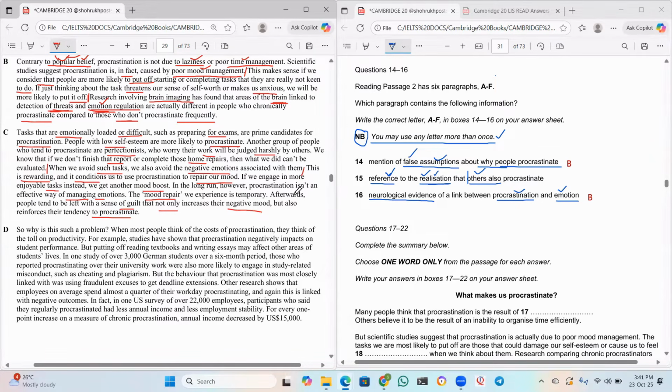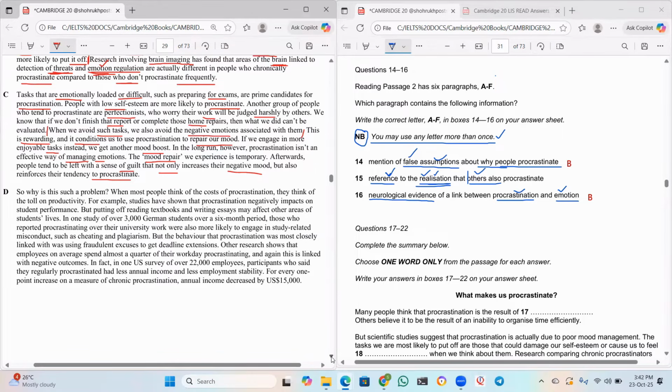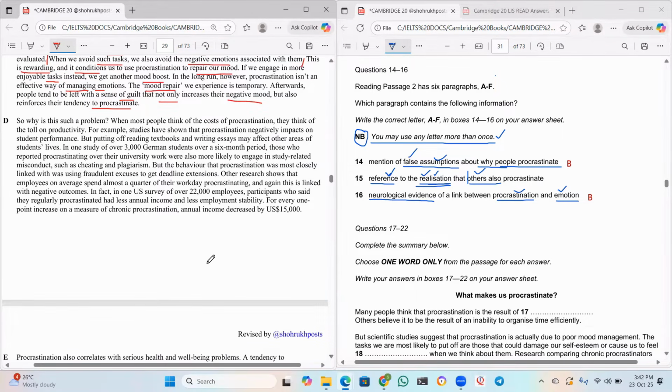Now, in this one, did we read any reference to realization, sir? A reference to realization that others also procrastinate? No, sir, I did not read anything like that. Okay, so let us move to the next paragraph.